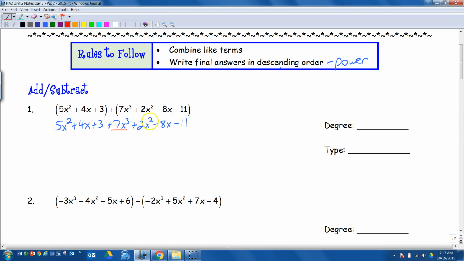I'm going to look for x cubed first, and there's only one piece with an x cubed, so 7x cubed. Then I'm going to look for my x squareds. There's one, there's another. 5 plus 2 is 7. Then I'm going to look for my x's. 4 minus 8 is a negative 4x. And finally, I'm going to look for the numbers. 3 minus 11 is a negative 8. Okay, and then the degree, what's the highest degree? The highest degree here is 3, which we call cubic from yesterday.